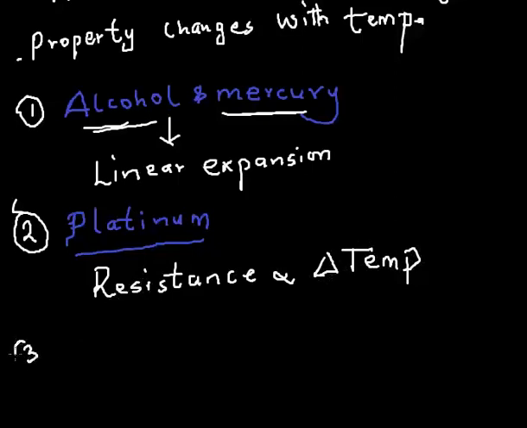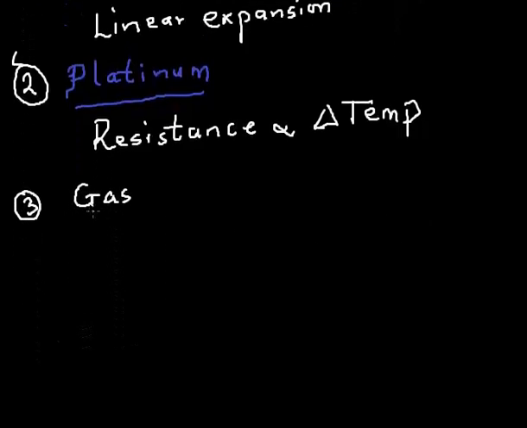Number three, gas molecules. So what is the property of gas molecules? We've talked about this when we treated gas laws, where we know from the pressure law that temperature is proportional to pressure. So the thermometric property of gas molecules that changes is simply the pressure, which of course is proportional to the temperature.